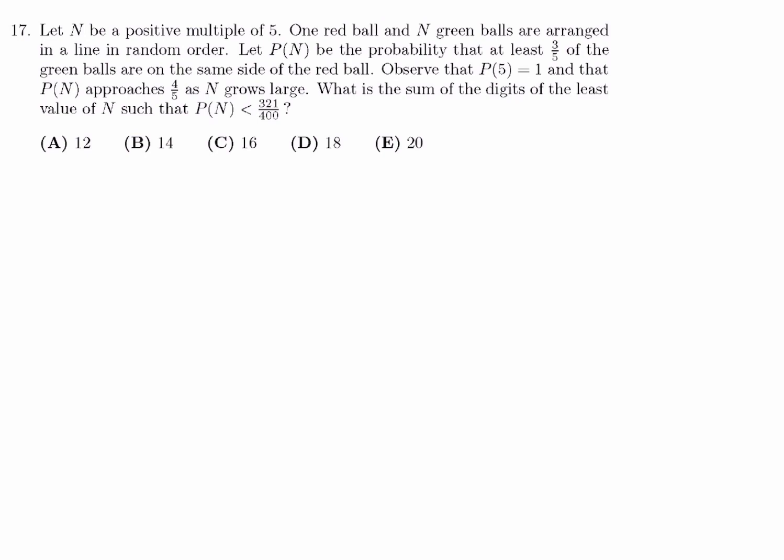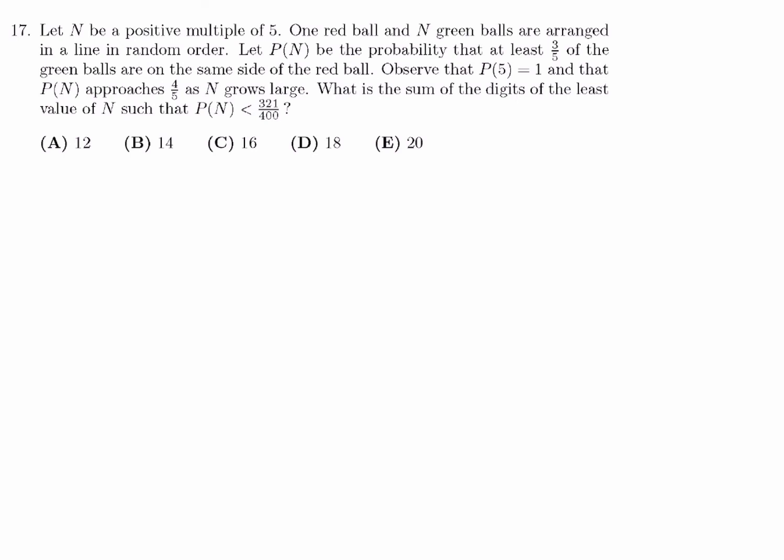Let n be a positive multiple of 5. One red ball and n green balls are arranged in a line in random order. Let p at n be the probability that at least 3/5 of the green balls are on the same side of the red ball. Observe that p at 5 is 1 and p at n approaches 4/5 as n grows large. What is the sum of the digits of the least value of n such that p at n is less than 321/400?